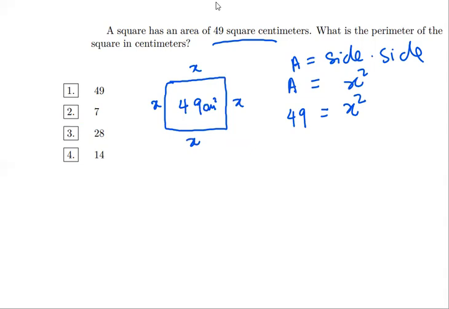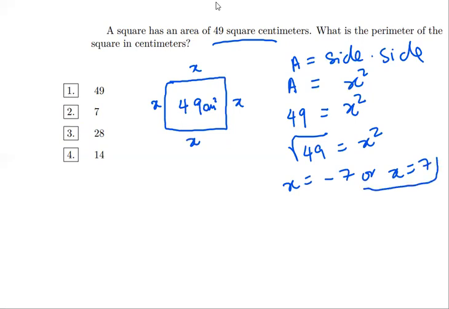Well, we can now solve this equation. 49 is equal to x squared, so by taking the square root of both sides, x is equal to -7, or x is equal to 7. I prefer my squares to have a positive side length, so we'll just throw this one away, because it doesn't make sense to have a negative length side, at least for what we're doing.